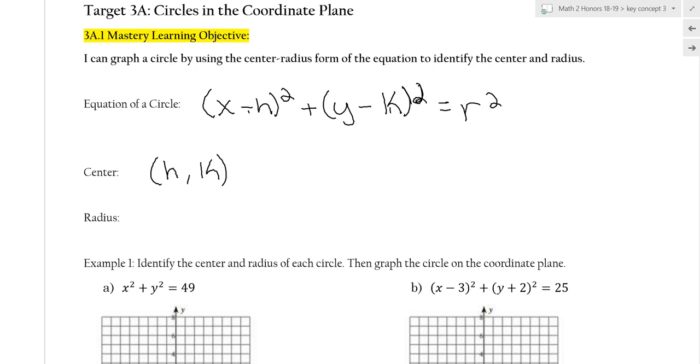Again, just notice this is minus h, but this is positive. This is minus k, but this is positive. So those signs are going to be changing. And the radius just equals r. So we're going to have to take the square root of whatever is there so that we can write just r. Okay?